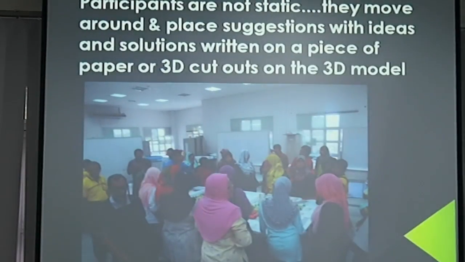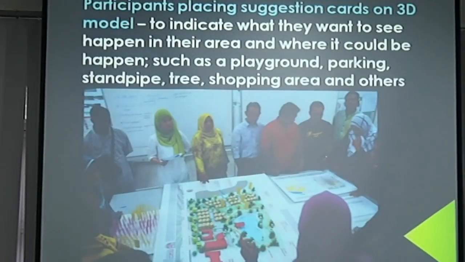So it's not static, that's why it's called interaction. They move around and present ideas and solutions written on pieces of paper in 3D. They are very realistic suggestion cards. People want to see what happens in their area, such as trees, the background, parking. Then you can reflect according to their activities around. Just to suggest something, it might be something here. You can say there's a problem with our area, so can you give some ideas? So that is the live input from professionals and the community.